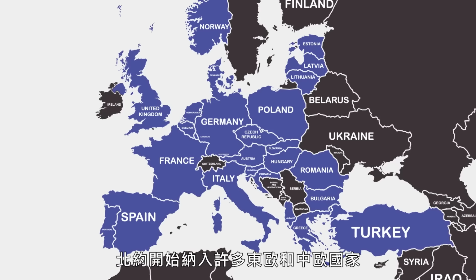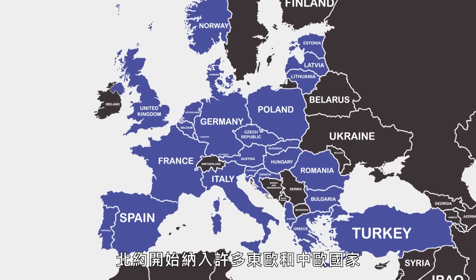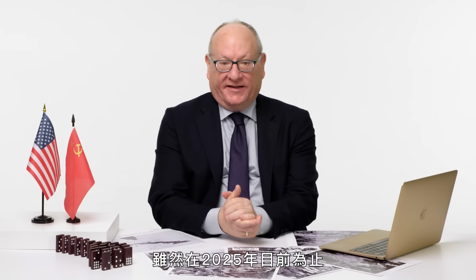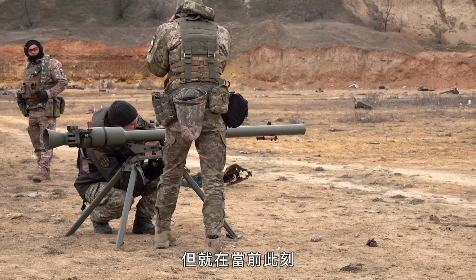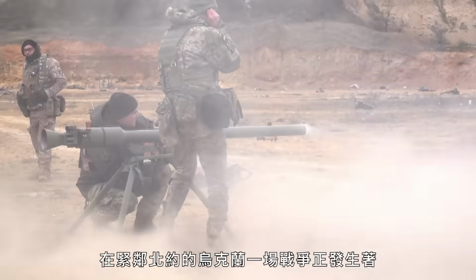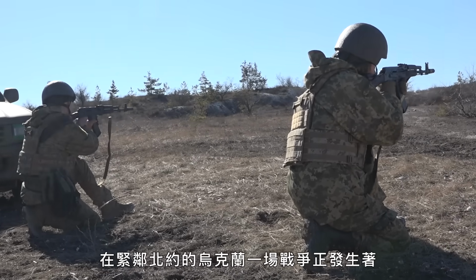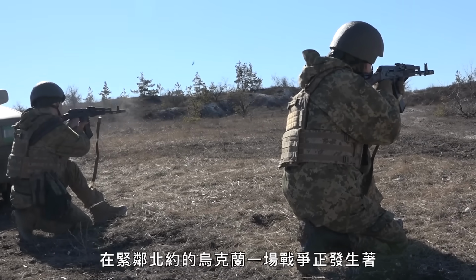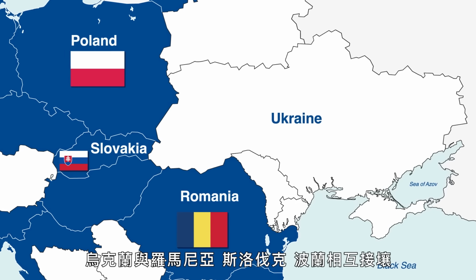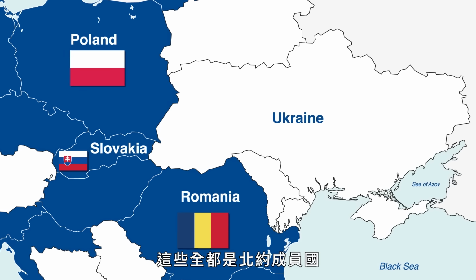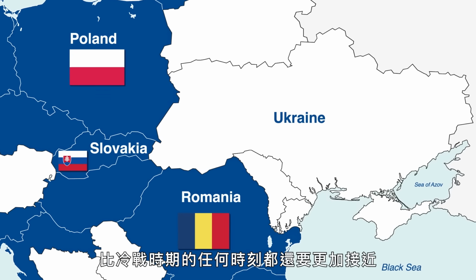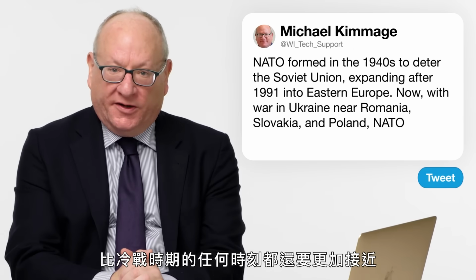After that, NATO expanded to a lot of new countries in Eastern and Central Europe. Now, NATO has still not been attacked all the way down to 2025, but what you have now is a hot shooting war right on the border, flush up against NATO at the present moment in Ukraine. Ukraine borders Romania, Slovakia, and Poland. Those are all NATO states, and so NATO is much closer to an active war in the present moment than it ever was during the Cold War.